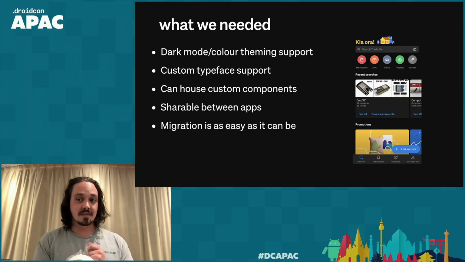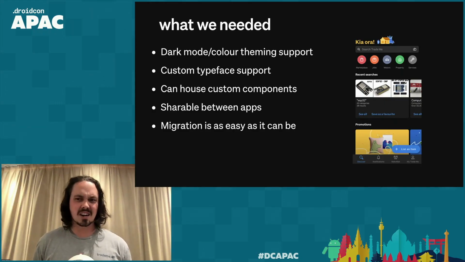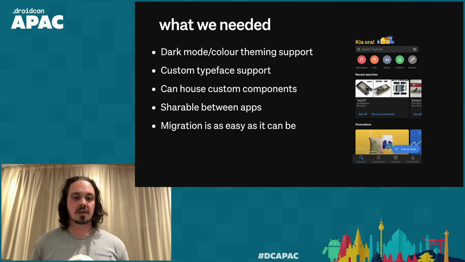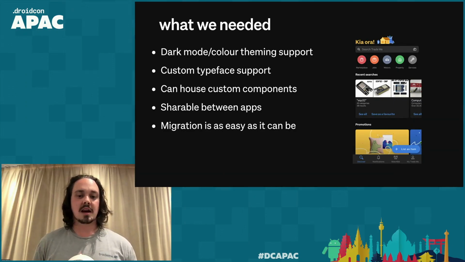And on that note, it needs to be shareable between apps, given that we do have 3 apps on each platform. And finally, we need migration to be as easy as it can be. As I mentioned, these apps are getting on. They started work on them in 2012, so the Android apps code base is about 8 years old. Migrating something like that is always going to be hard, but we needed to make it as easy as possible for us.